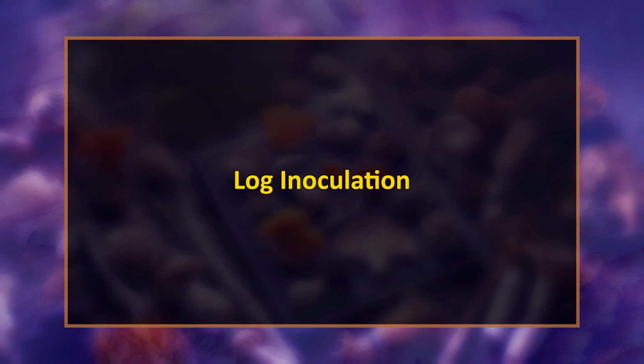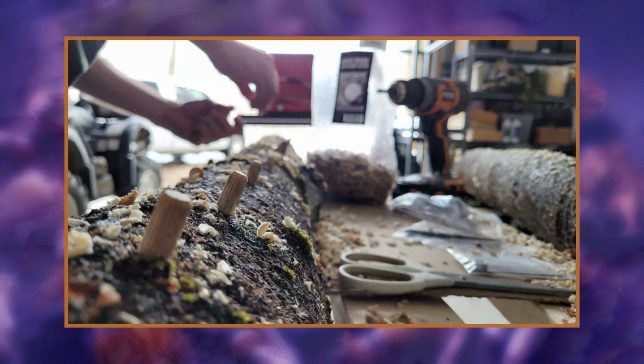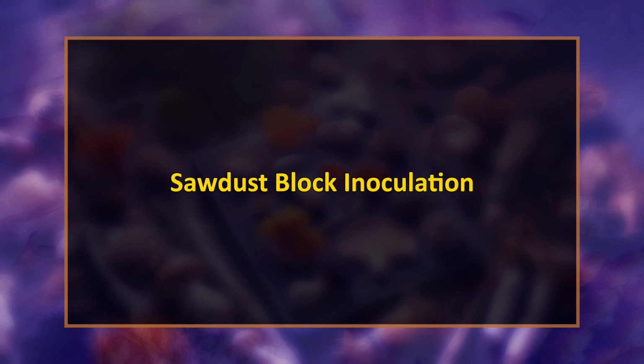First is the log inoculation. Drill holes approximately 1.25 to 1.5 inches deep in a diamond or staggered pattern to maximize surface area. Insert plug spawn into each hole and seal with melted wax, preferably paraffin or cheese wax, to maintain moisture and prevent contamination. Let's talk about the sawdust block inoculation.